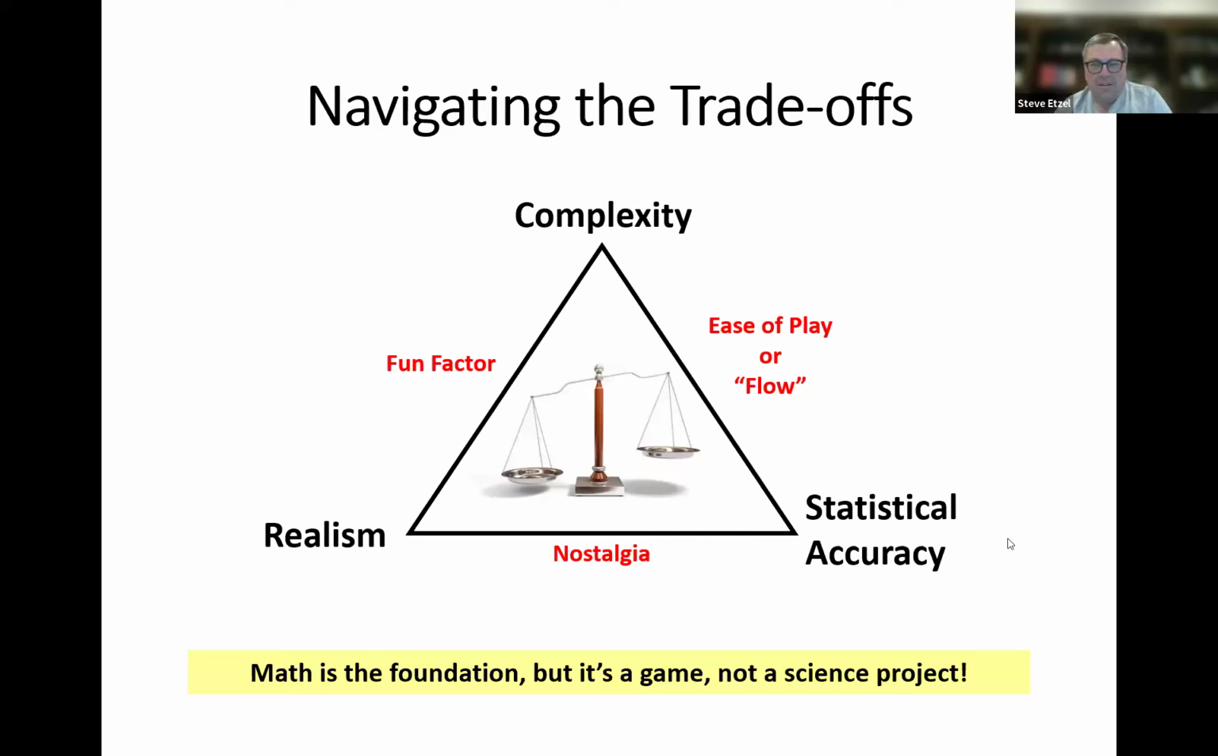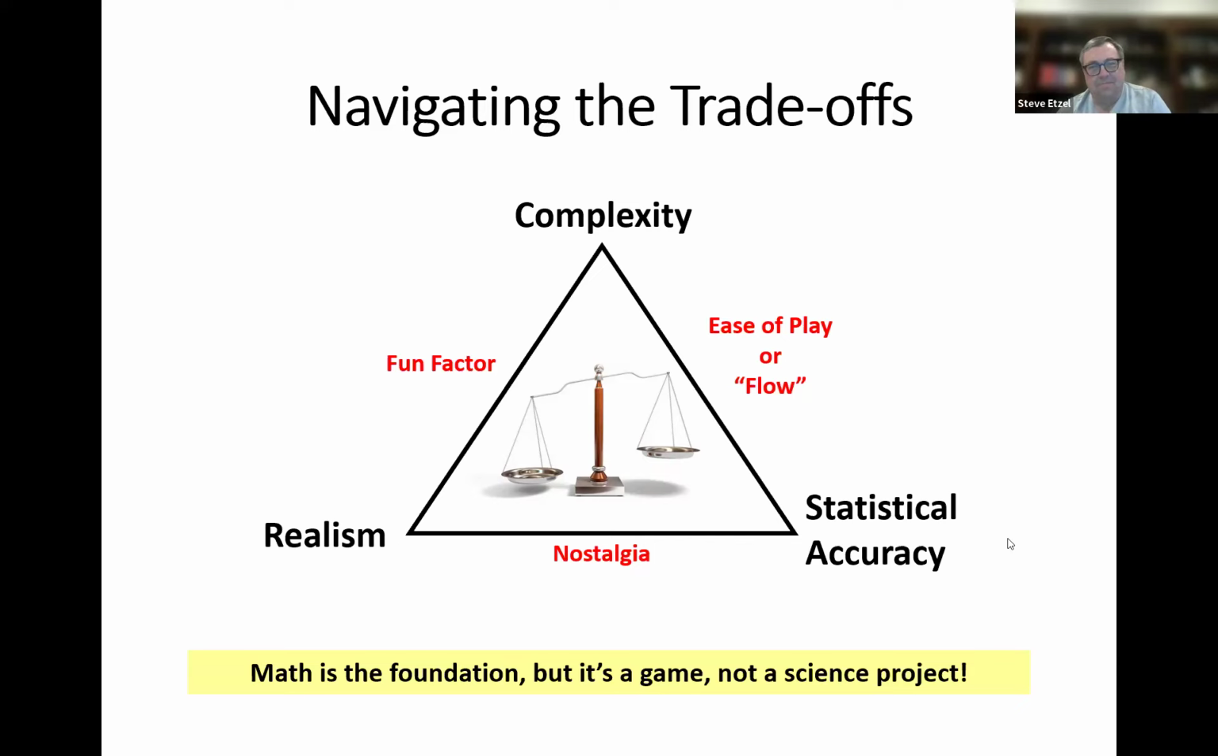This little model here that I came up with a few years ago is kind of trying to describe some trade-offs. The one on the right side of the triangle is probably the most important, which is a lot of times you can get a game that's statistically accurate or more accurate, but at the risk of making it more complex. And the converse is true.